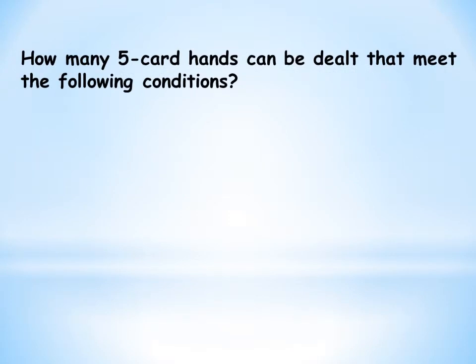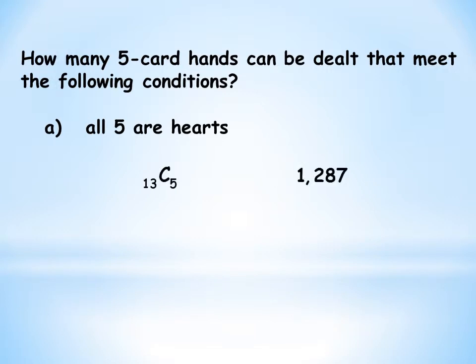So how many 5-card hands can be dealt that meet the following conditions? All 5 are hearts. You first have to think about how many hearts are in a deck. There are 13 hearts, and I want 5 of them. So this will be 13C5. Put that in your calculator, and you'll get 1,287.